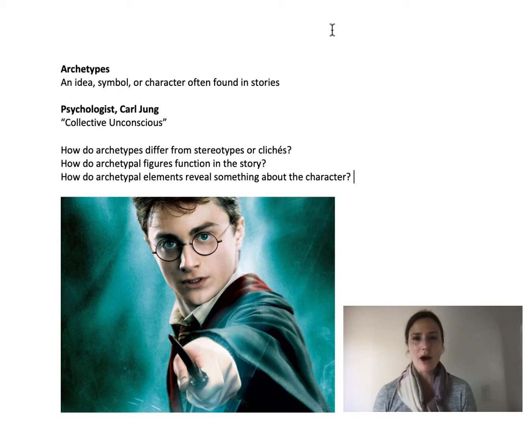This is a video about archetypes. An archetype is an idea, a symbol, a pattern, or a character type, often found in stories or in myths. When we're studying literature, we borrow this term from psychologist Carl Jung, who had this idea of the collective unconscious. That means that in all societies and in all countries and in all time periods, according to Jung, people have had these inherited or inborn patterns when it comes to myths and storytelling.